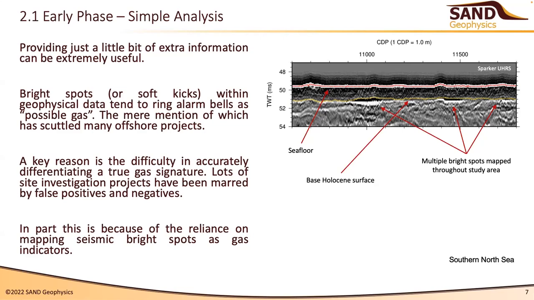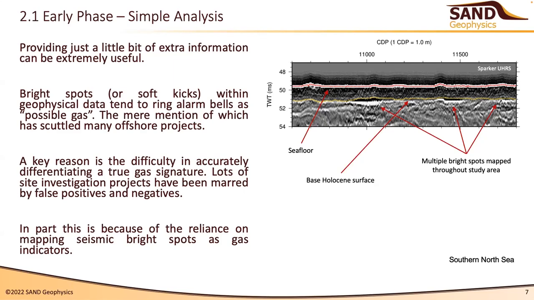The reality is that there are lots and lots of ways of creating these sorts of high amplitude bright spot anomalies within geophysical data. So if we can do a little bit more that helps us pin down what the causes of those bright spots are, is it actually free gas or is it something else, then that can really help in terms of understanding and mitigating those risks. And of course, if you've got early stage scoping geophysical data, you can look at it just as well within that data as you can within your later design phase, really detailed geophysical data. So highlighting it early on has lots of benefits.